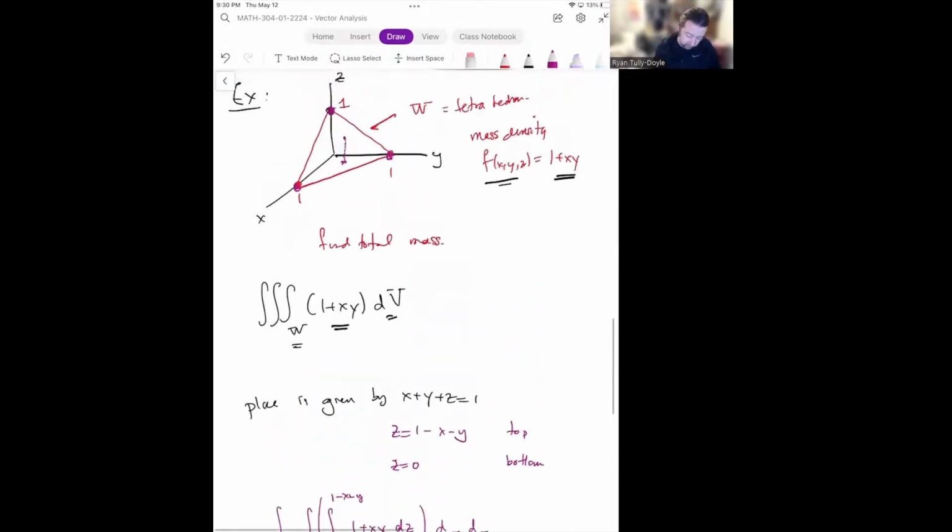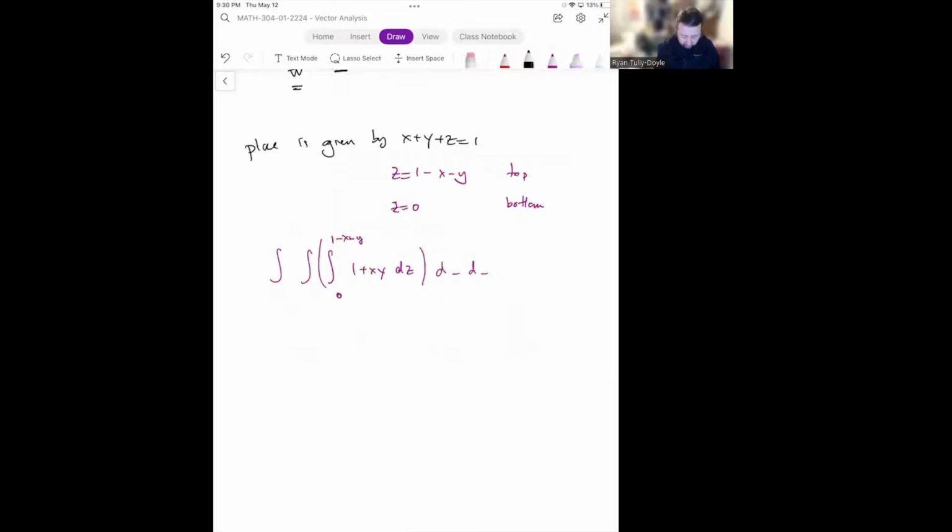If we think about the shape that this region is sitting over the top of, and I translate that into a projection onto the xy plane, it looks like this. So there's x equals 1, there's y equals 1. The bottom of that tetrahedron looks like this.